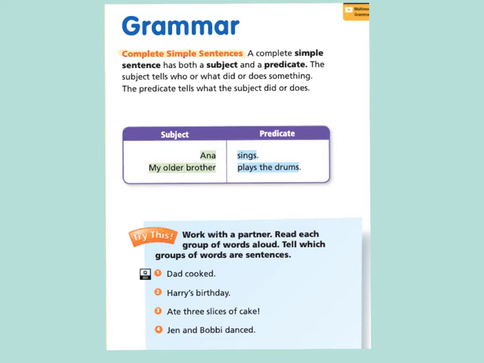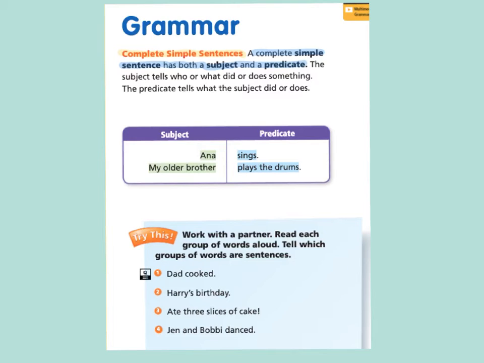A complete simple sentence has both a subject and predicate. The subject tells who or what did or does something. The predicate tells what the subject did or does. So like we went over last week, a complete simple sentence has both a subject and predicate.